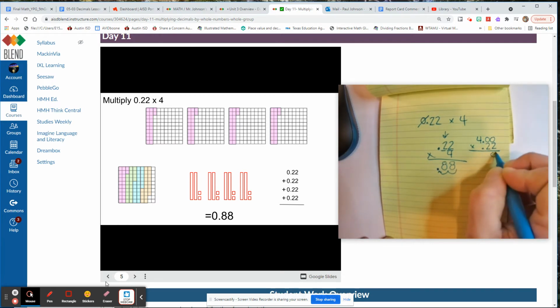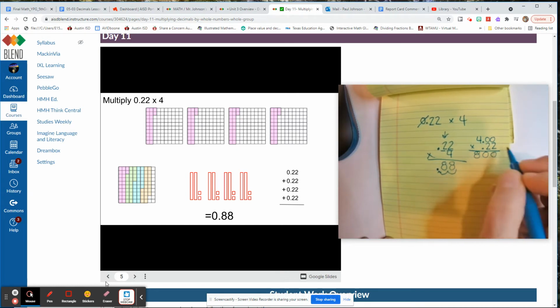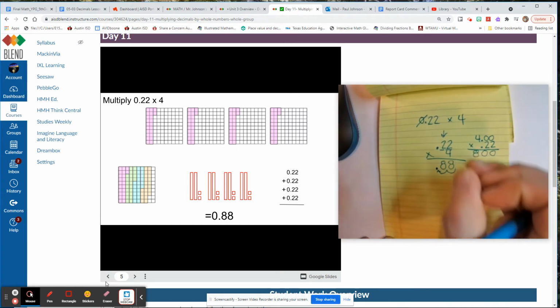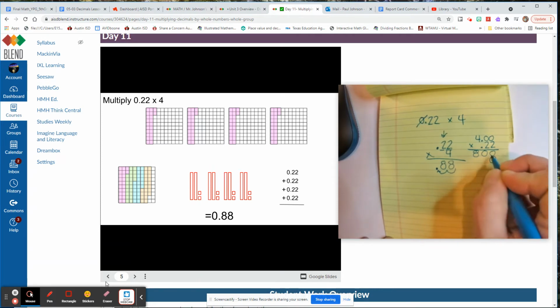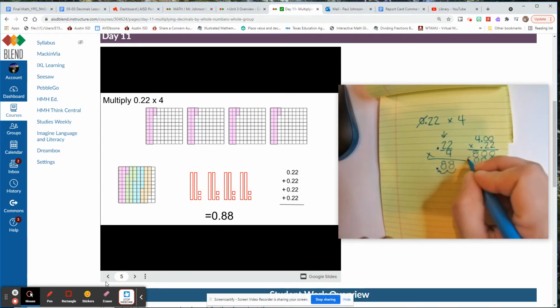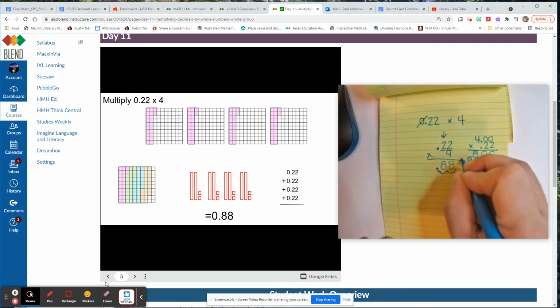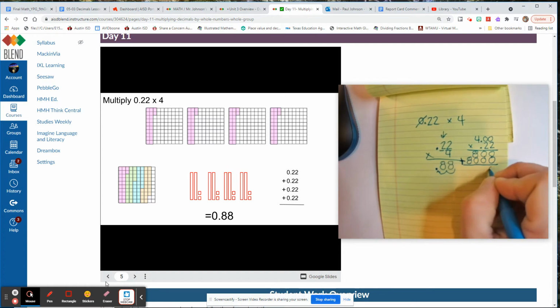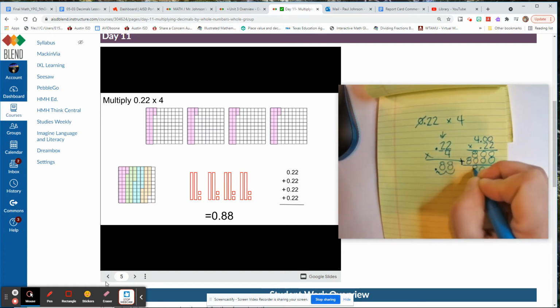So 2 times 0 is 0, 2 times 0 is 0, 2 times 4 is 8. Second line, ones place, 0. 2 times 0 is 0, 2 times 0 is 0, 2 times 4 is 8. Oh no, my math is getting squished together. I'll use that as a plus sign. Haha. So add it all together.